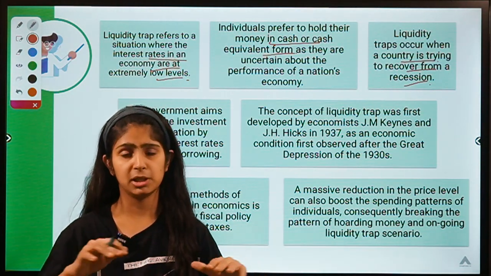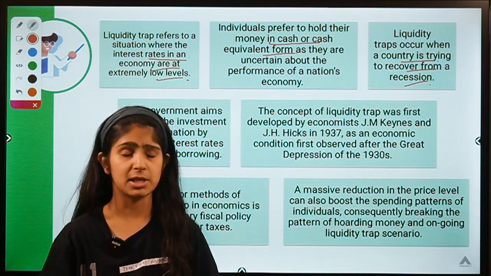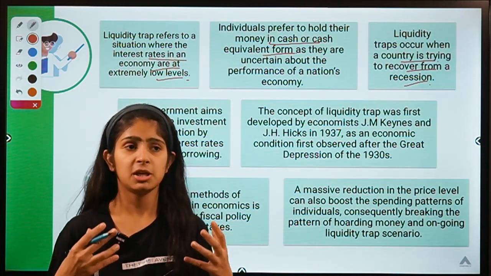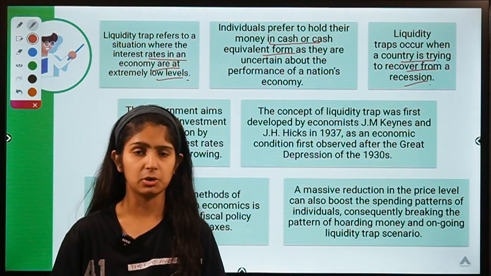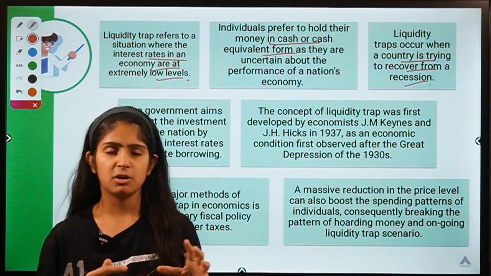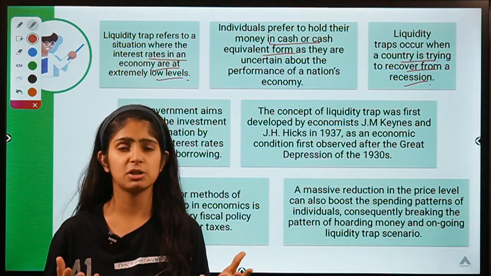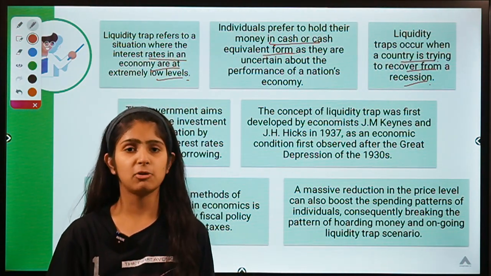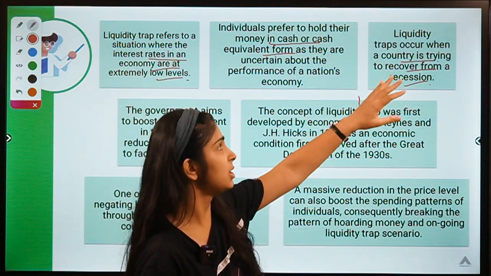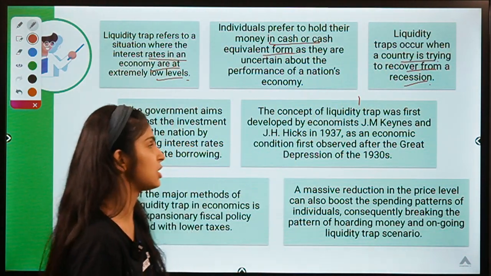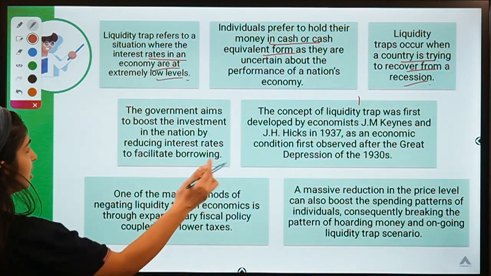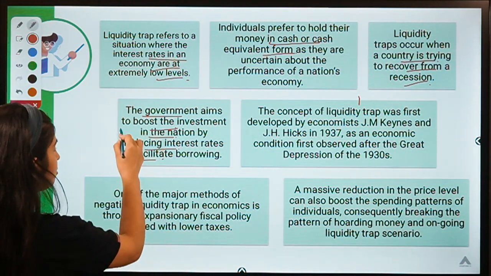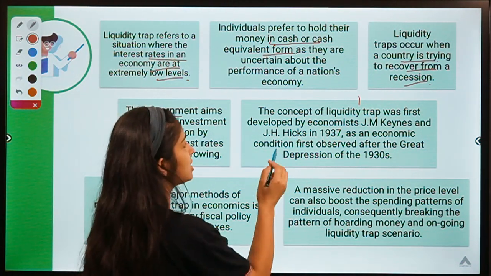Central banks all over the world have cut the rates to nearly zero, right? But still economies are not recovering at a fast pace, at least some of them are not. And after that, COVID-19 has led to a recession in most of the countries. So obviously we are following a recession, or we are trying to pump up the economies after recession. So a liquidity trap usually occurs after a recession when the economy is trying to recover from it. The government tries to boost investment in the nation by reducing interest rates. So, extremely low interest rates.